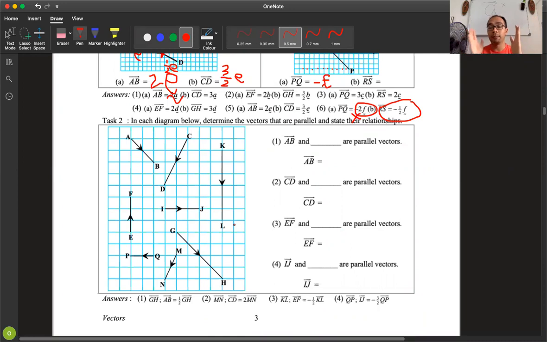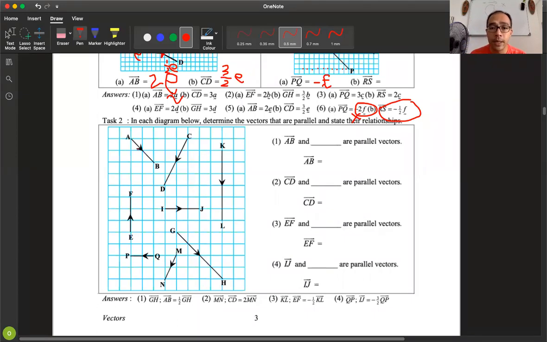Parallel can be like this. Let's say my two hands: this hand is parallel to this hand, but this hand is much longer than this. So we can say that these two are parallel, but they're not equal. So I would say that equal vectors are a subset of parallel vectors. Not all parallel vectors are equal vectors, but all equal vectors are parallel vectors. I repeat, not all parallel vectors are equal vectors, okay? But all equal vectors are parallel vectors.